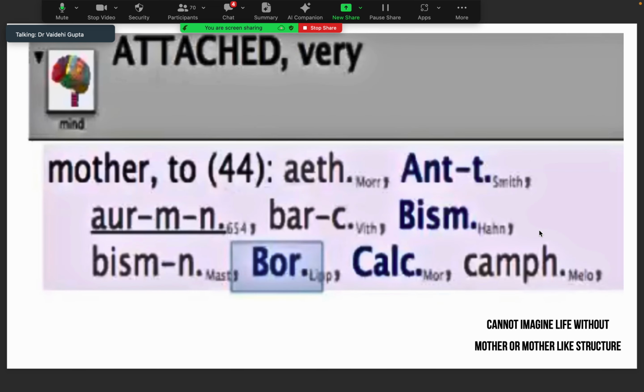Attached very much to mother too. So there is a great attachment of boron to his mother. He cannot imagine life without mother or a mother-like structure. He is very attached to his mother.